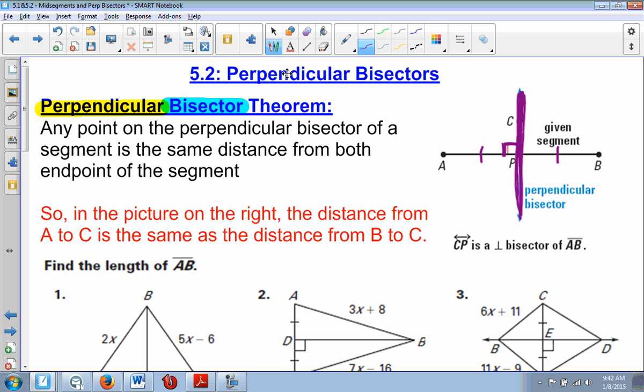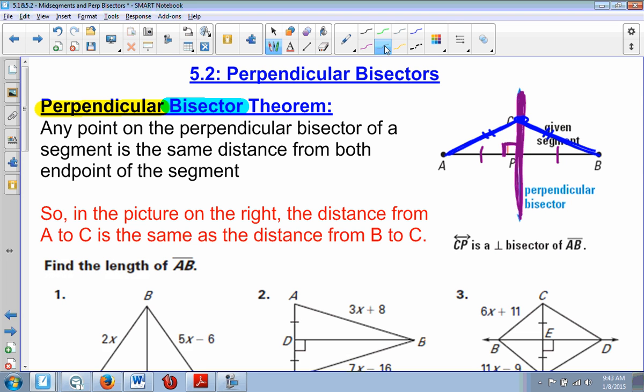So the theorem behind this says that any point on the perpendicular bisector is the same distance from the endpoints of your segment. So if I draw a segment from A to C, it should be the same length as the segment from B to C. So what I've actually formed here is an isosceles triangle. So any point on your perpendicular bisector is the same distance from your endpoints.